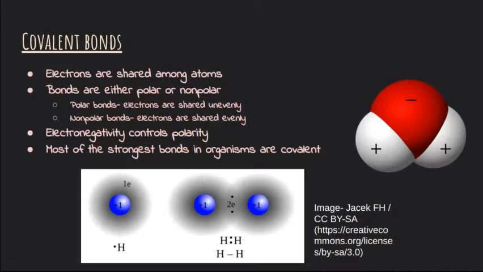As some of you may know, oxygen is more electronegative than hydrogen, which means that it is going to attract electrons more, which makes oxygen more negative than the hydrogen that it forms a covalent bond with.